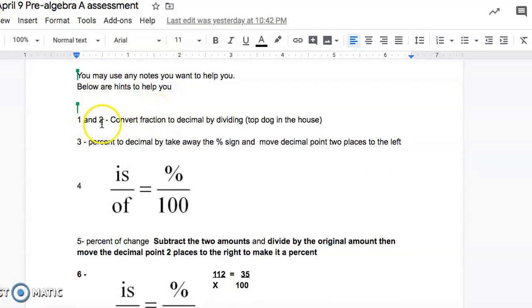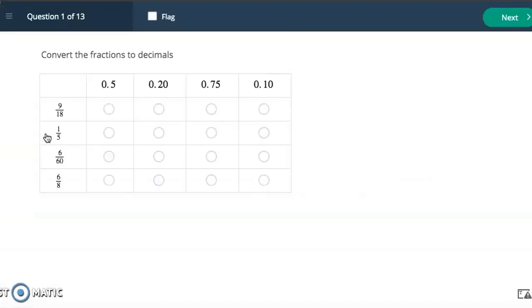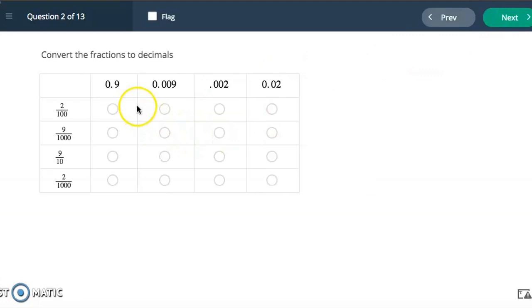For number 1 and number 2, you're going to convert fractions to decimals by dividing. Top dog in the house. That's what you should remember. Let me click on a preview of this here. For number 1, convert fractions to decimals. So 1/5, you'll choose your answer. For example, you would choose your answer. That is going to be for number 1 and number 2.